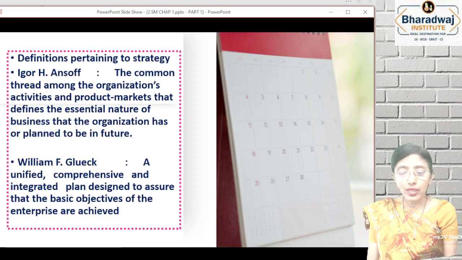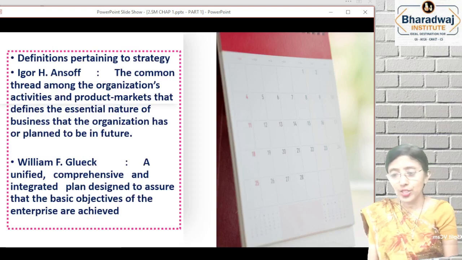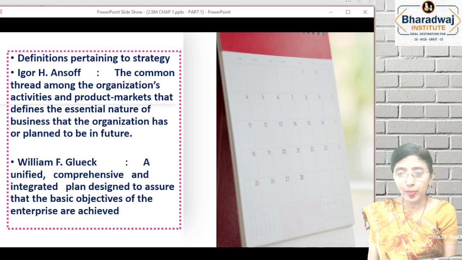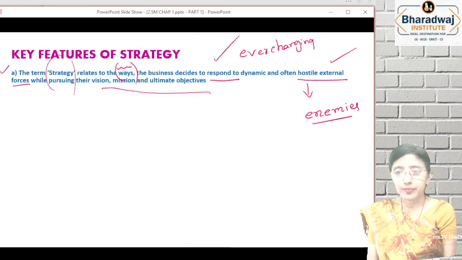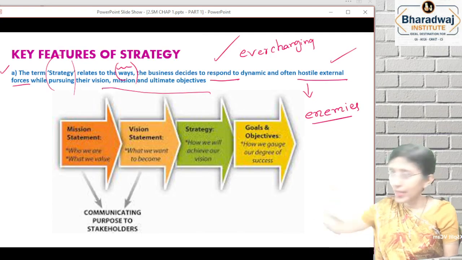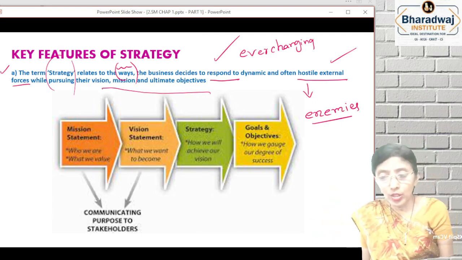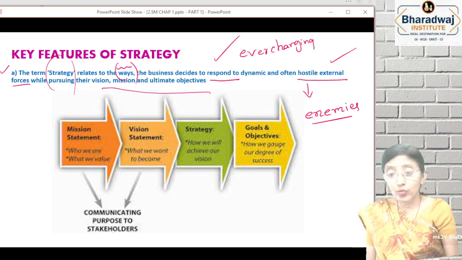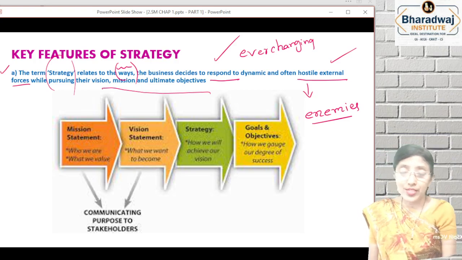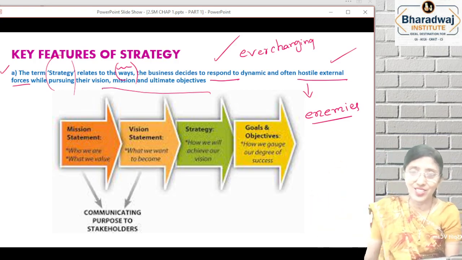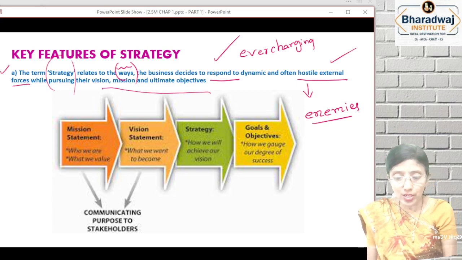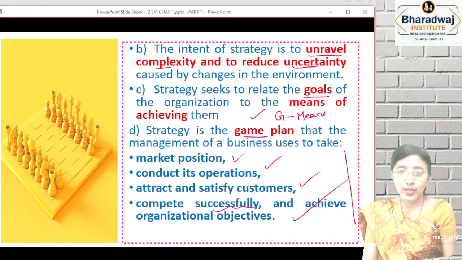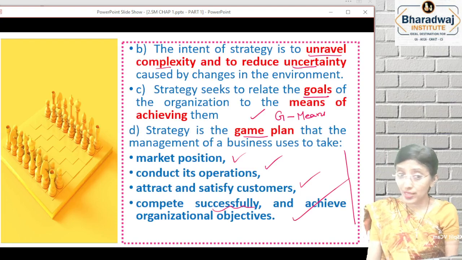Ansoff and Gluck, common thread. Remember that term for Ansoff? Comprehensive integrated plan for Gluck. Okay. Key features, and this is the arrow diagram I said. What is the mission? Who we are, what we value. Now, vision: what we want to become. Strategy: how will we achieve our vision. Objectives: how we gauge or measure our degree of success. Are you clear? Okay, so strategy is a game plan.